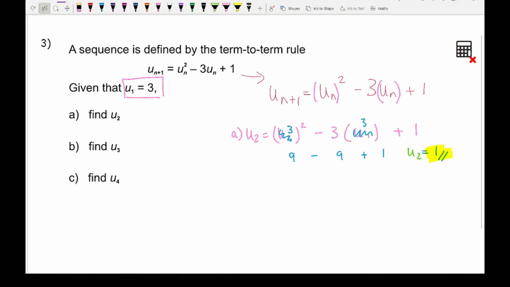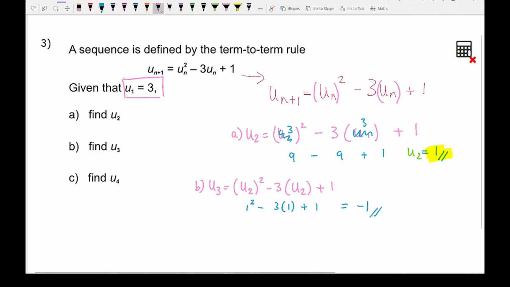Then for B, what we need to do is just repeat the process. If I just write down the formula again, U3 equals U2 squared minus 3 lots of U2, or the previous term, plus 1. U2 we've already worked out is 1, so that's going to be 1 squared minus 3 lots of 1 plus 1. So 1 squared is 1, take away 3 is minus 2, plus 1 is going to give me an answer of minus 1.